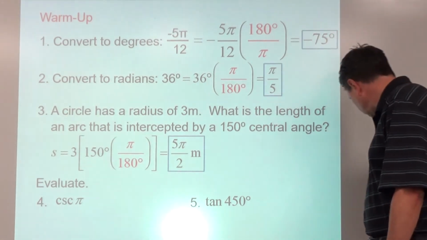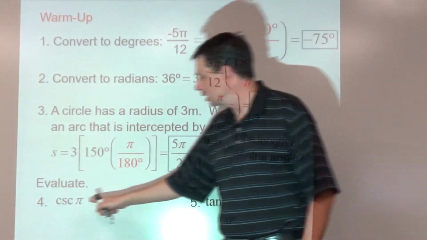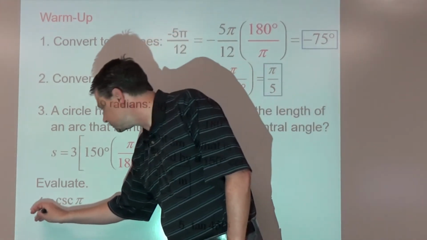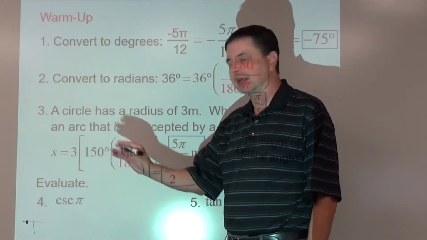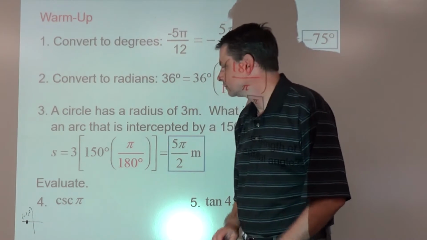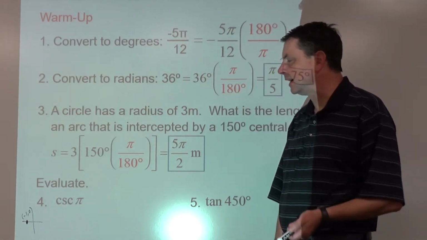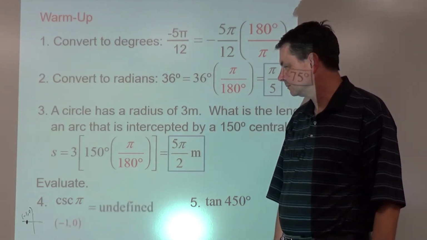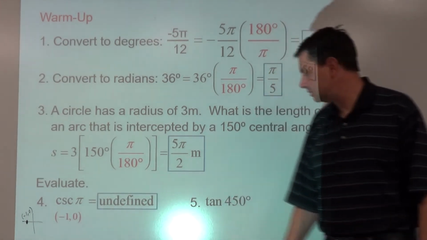And then for number 4, we're going to need to know where those are in terms of the coordinates and where is the angle. So pi is going to be straight left, negative 1 comma 0. Cosecant of pi would be the reciprocal of the y-coordinate. And since 0 does not have a reciprocal, that would be undefined.